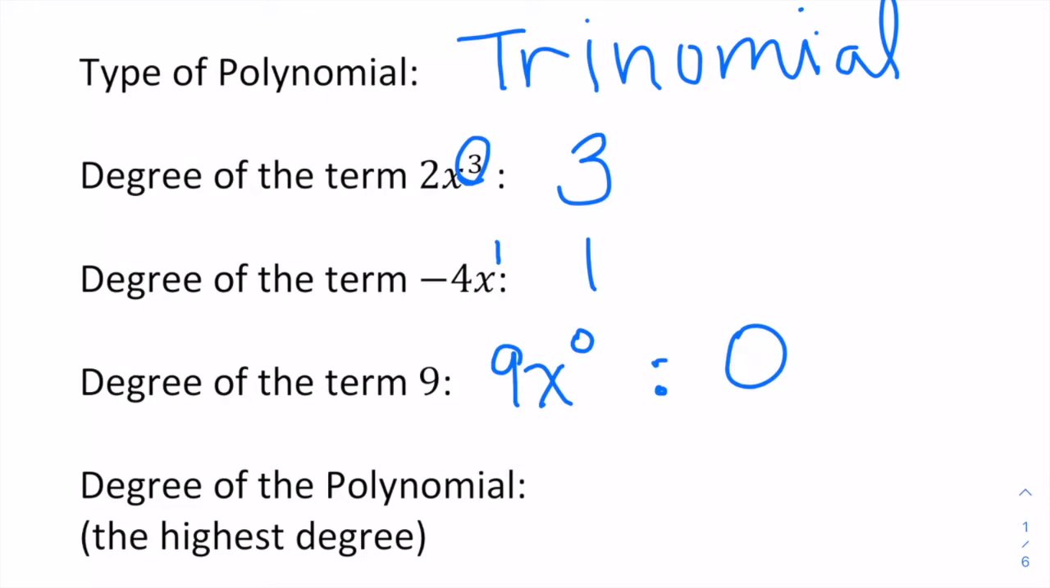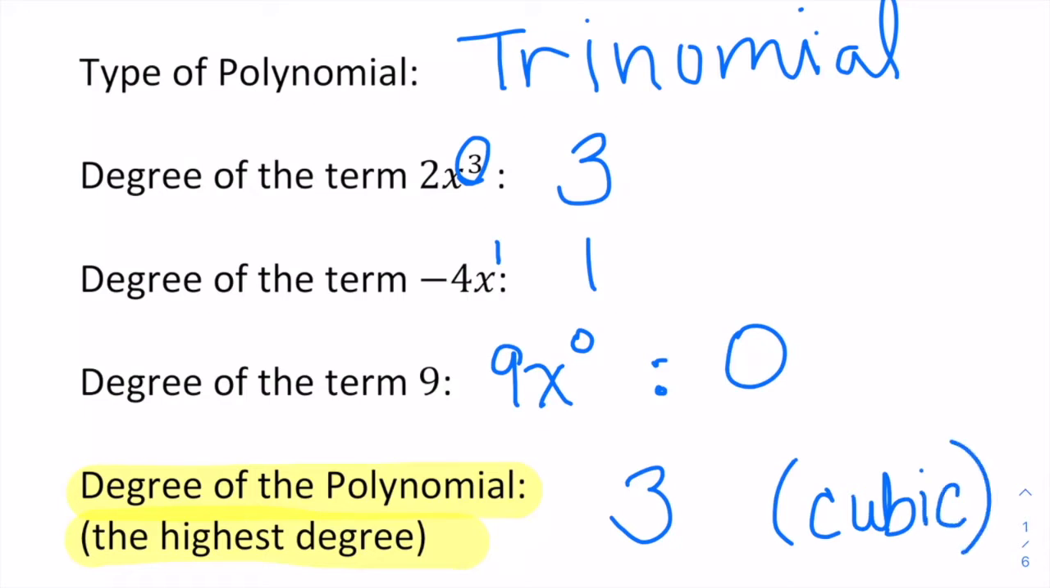So this describes the degree of each term. Now when we ask what's the degree of the whole polynomial, we just look at these numbers and ask, what's the greatest? And so it's going to have a degree of 3. And we know that something with a degree of 3 is a cubic function. Not a quadratic. Quadratic is 2. So this is a cubic.